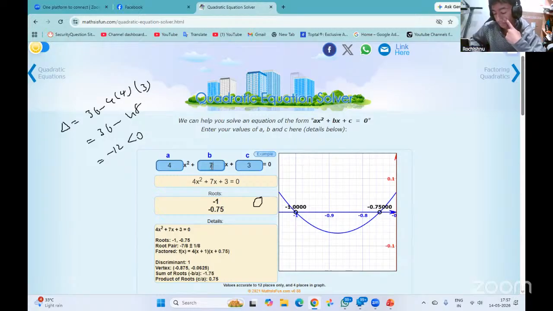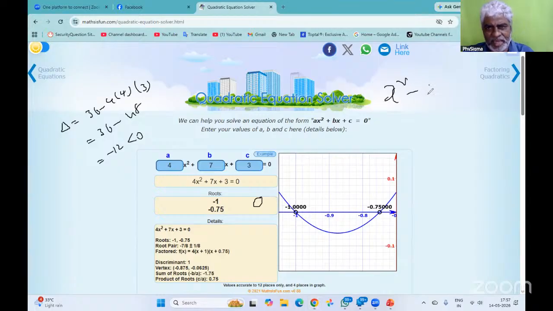Can you create one quadratic equation which has exactly one root? I'm giving a hint. For example, x square minus 8x plus something. If you fill that blank, it should give only one root. If you submit that equation, it will show only one root. Which number fills that place?